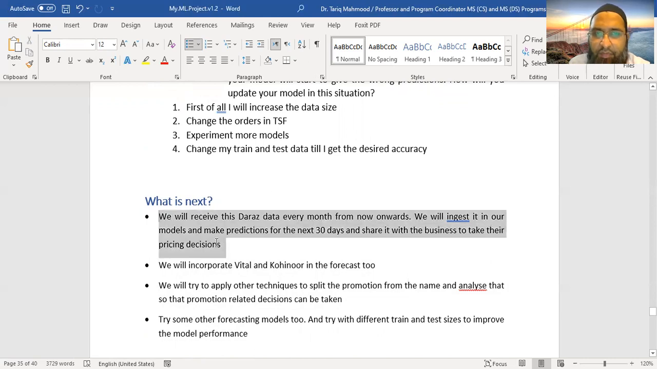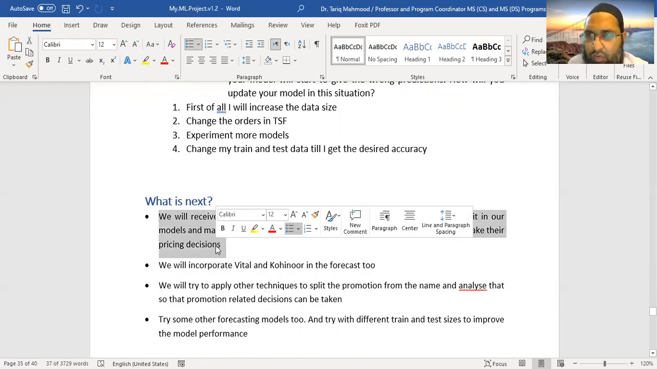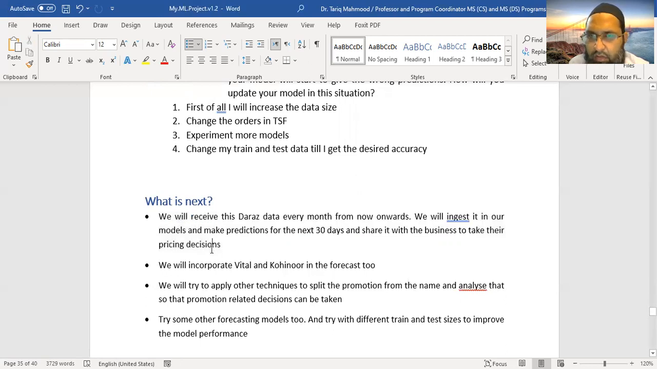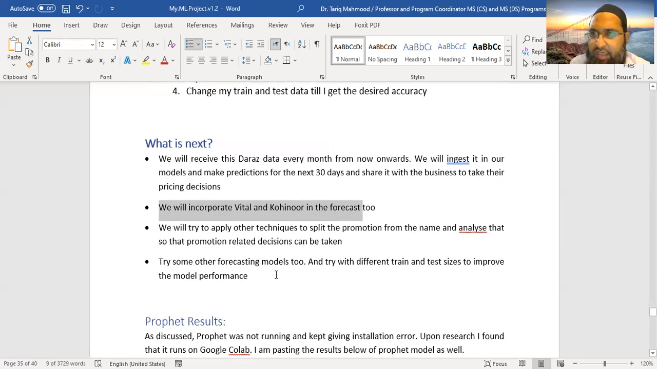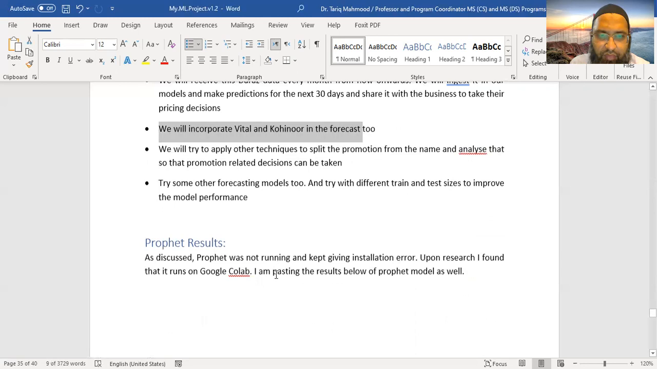So this is a product, this is the project of a course, right? But now the employee is trained 100% on what she needs to do and how she needs to do it. So the model is made, and that is pretty helpful. We will incorporate Vital and Kohinoor, which they were not doing previously. We'll try to apply other techniques to split the promotion from the name and analyze that. So that's a wrangling step. And try some other forecasting models too. That's where you can go for the VAR model.